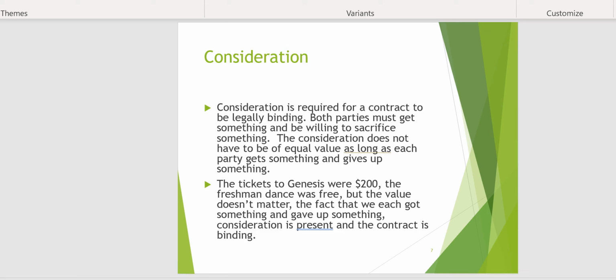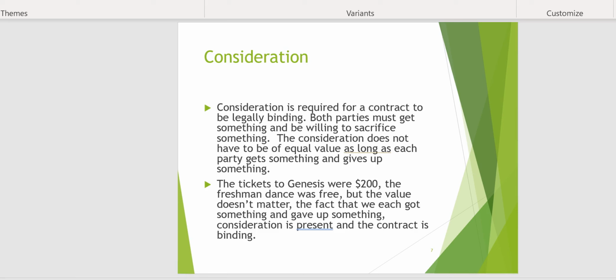Some more contract terms. Consideration, very important term, because consideration is required for a contract to be legally binding. Both parties in the contract must get something and be willing to sacrifice something, be willing to give up something. The consideration does not have to be of equal value as long as each party gets something and gives up something. So the tickets to the Genesis concert were $200, and she paid that before she even knew I was going. The freshman dance was free, didn't cost me a penny.